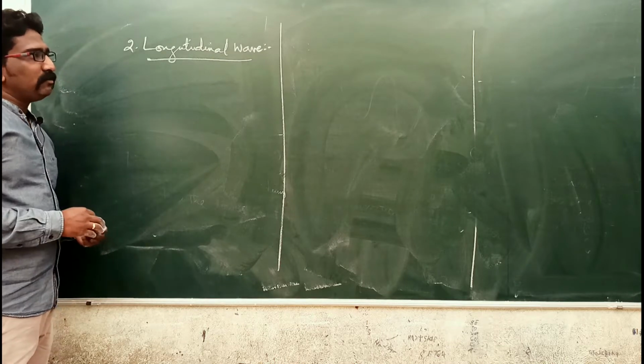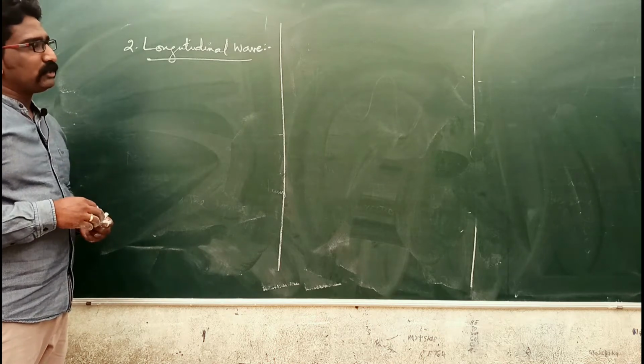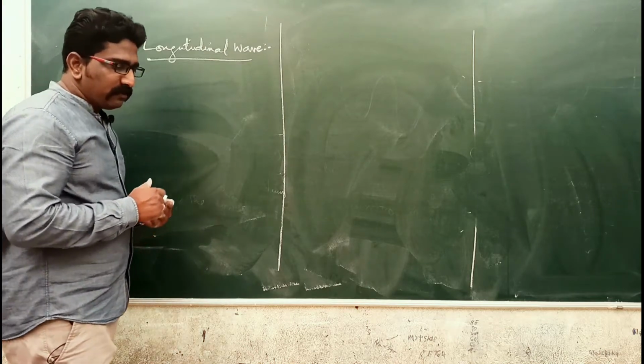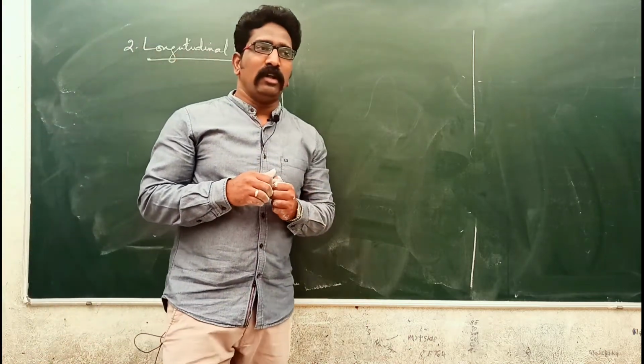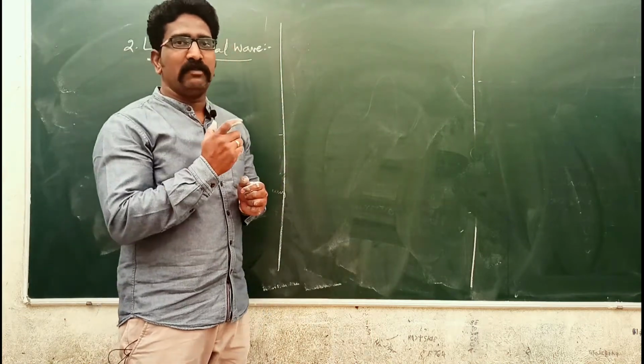Up till now you have studied what is meant by transverse wave and what the different terminologies in the transverse wave are. Now we try to see what is meant by longitudinal wave. In order to make you understand this longitudinal wave, let me take an example of a spring. Why? Because mostly we all might have played with a spring.